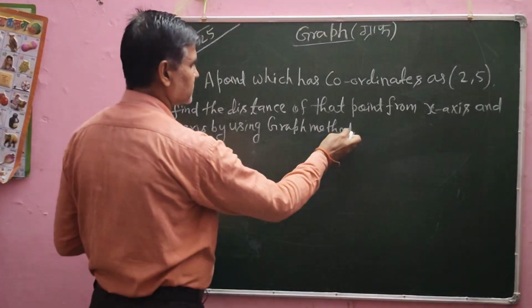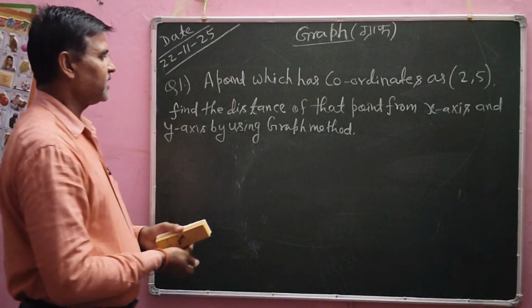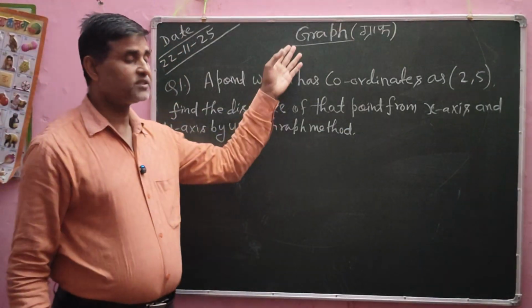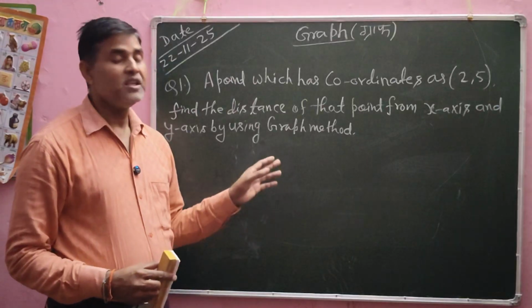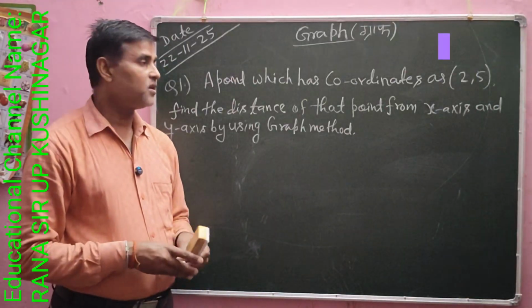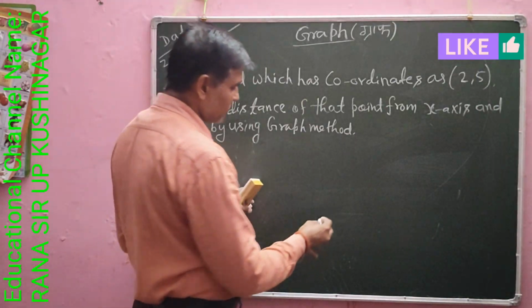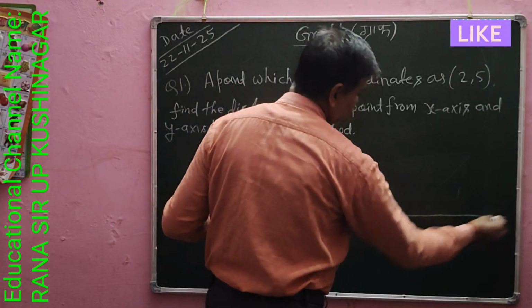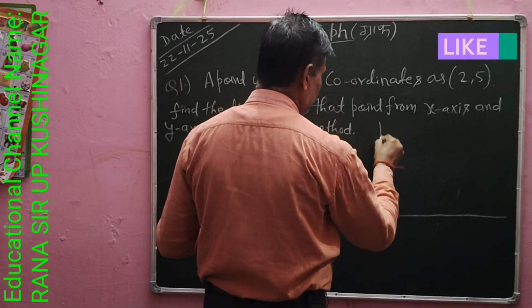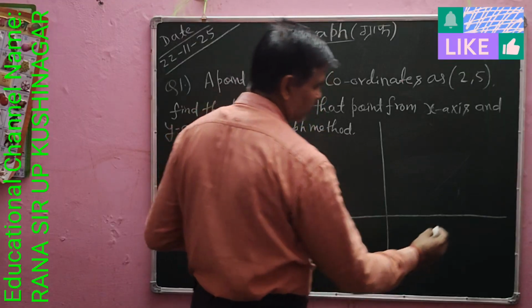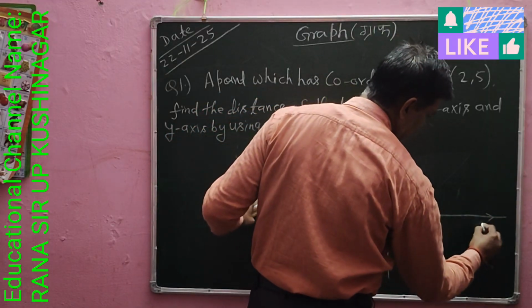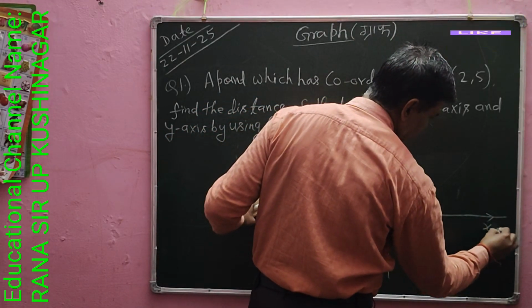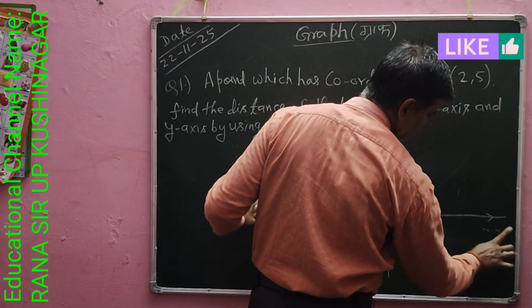Okay students, so you concentrate here. I am going to explain first the concept of graph and then I will solve this question. First of all I will draw a horizontal line and I will also draw a vertical line. Now the horizontal line I will say is the x-axis. Here I have written x-axis properly.